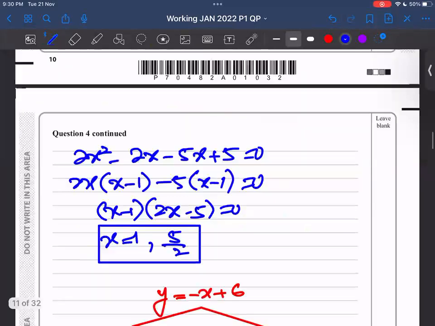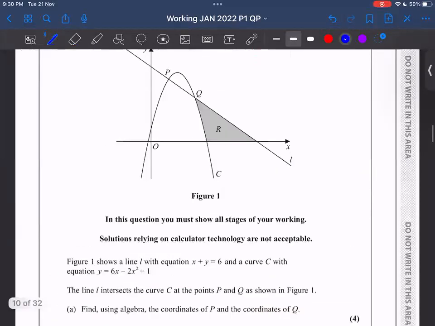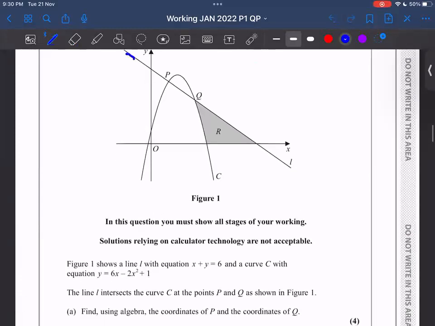All right. Now part 2 says the region R shown shaded in figure 1 is bounded by the line, the curve, and the x-axis. Use the inequalities to define the region. We have to use the inequalities to define the region. Okay, let's do it over here. This shaded region is below the line, so I'm going to write x plus y is less than or equal to 6.